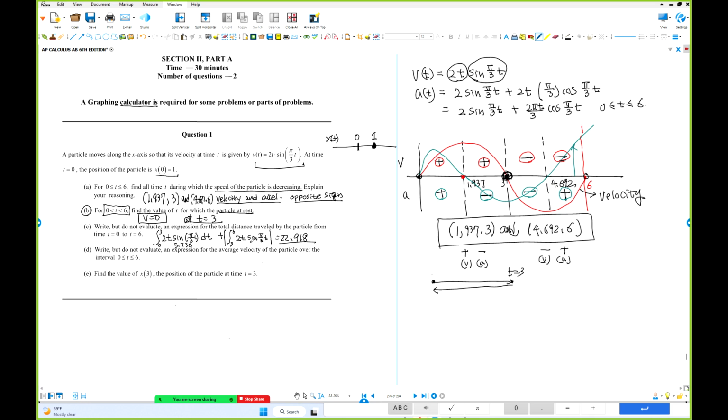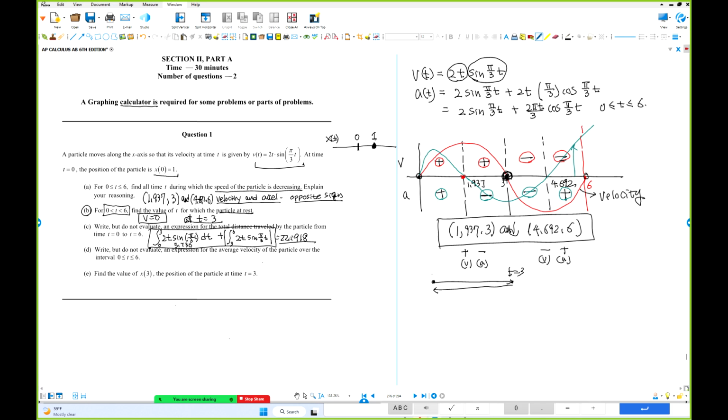Just write down this way, okay? Just write down this one, from here to here. We just find the numbers. But for choice D, write, but you don't have to evaluate, an expression for the average velocity of the particle over time 0 to 6. Average velocity.